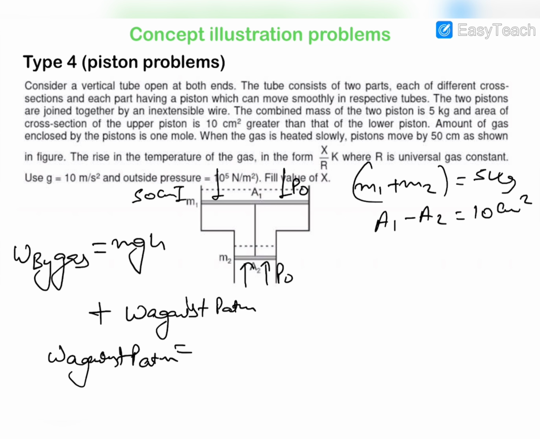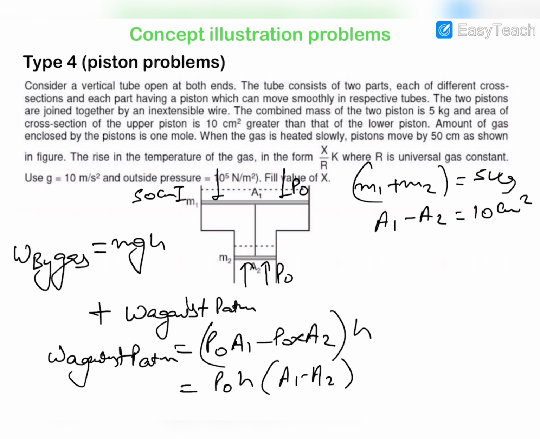is equal to, you can see that the net opposing force of atmosphere will be P naught into A1 minus P naught into A2, due to the fact that this upper air is opposing this piston to move up and the lower air is supporting the piston to move up. So the net work done will be force into displacement, which is H. So this is P naught H into A1 minus A2.